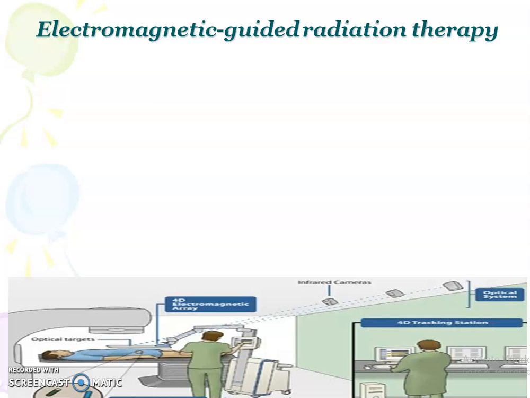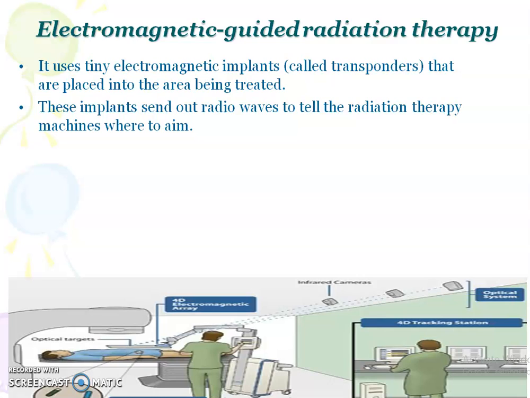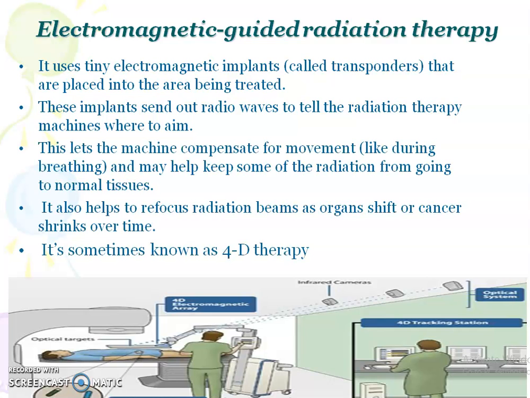Next one is the electromagnetic guided radiation therapy. It uses tiny electromagnetic implants. They are called transponders. They are placed into the area being treated. These implants will send out radio waves to tell the radiation therapy machines where to aim. These radio waves will be captured by the radiotherapy machine. So this will let the machine compensate for movement, like during breathing.